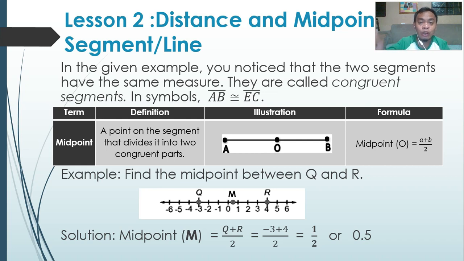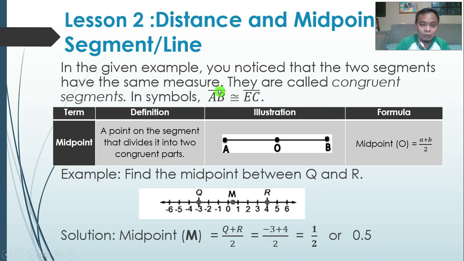They are called congruent segments. Okay, ibig sabihin nito, yung congruent ay pareho po sila ng measurement or shape, size. So that's the meaning of the word congruent. So in symbol, segment AB is congruent to segment EC. So this symbol is the congruent symbol.